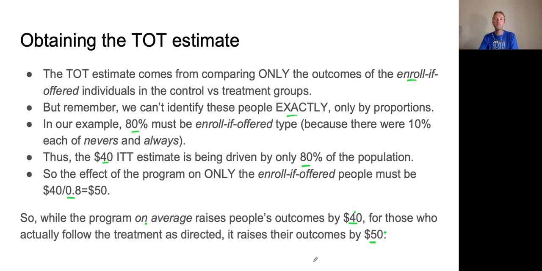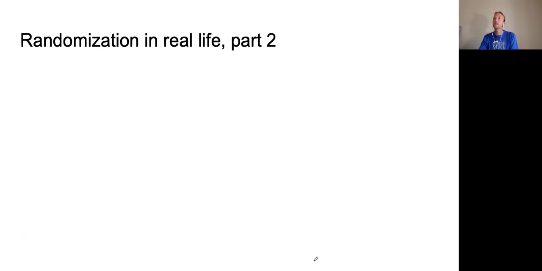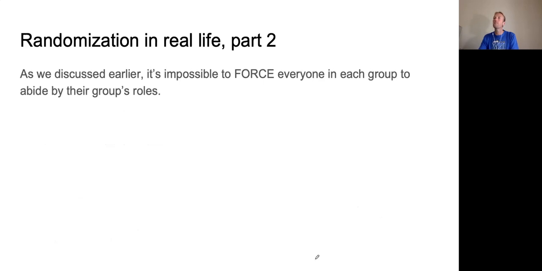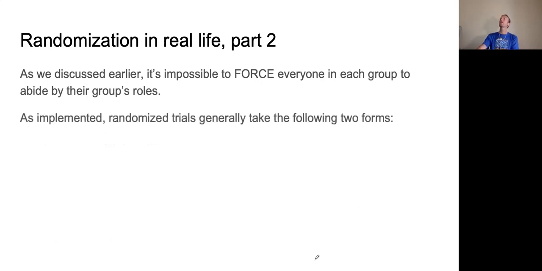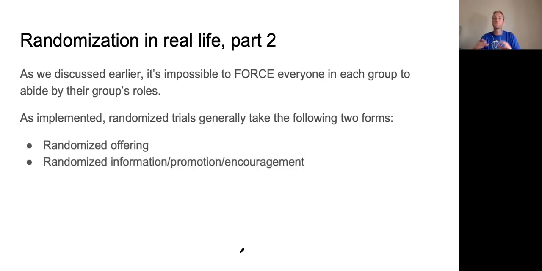All right. Okay, so some more things to think about in real life. It's impossible to force everyone in each group to abide by their group's rules. We talked about sometimes people in the treatment group don't get it, vice versa, right? So as implemented, randomized trials generally take the following two forms. There's the randomized offering type, and there's the randomized promotion, information, randomized encouragement type, all right? And we'll discuss these each in turn. So you think about it, because I want to do an RCT trial, and I'm like, okay, here's a deworming pill. I can't actually literally throw it down everybody's throat. Okay, so let's discuss these.